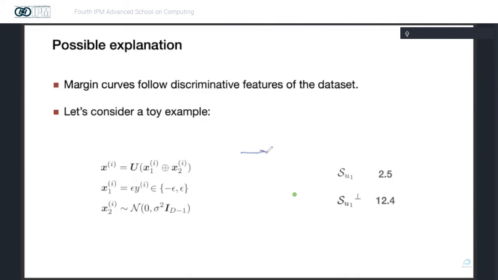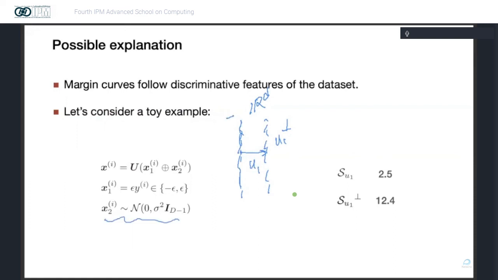I create two Gaussians: I choose a direction U1, some random direction in this R^D, the input space, and then I create a data set of two Gaussians whose means are separated along U1. They have variance everywhere except in the direction of U1, so their variance is in the directions orthogonal to U1, which are D minus one directions, of course.